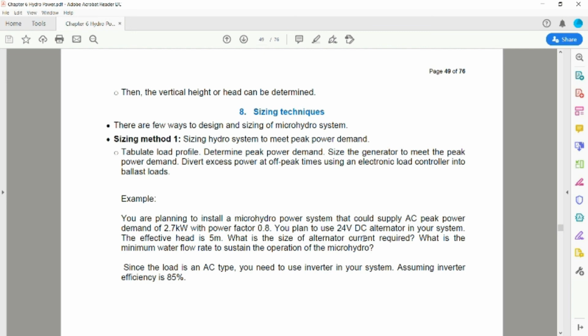So you need to calculate the I for this 24V DC alternator, and also Q minimum, when the micro hydro starts to operate or starts to give the output. Since the load is an AC type, you need to use an inverter in your system, assuming inverter efficiency is 85%. This is because we have this DC alternator, so if the load is AC, we need an inverter.